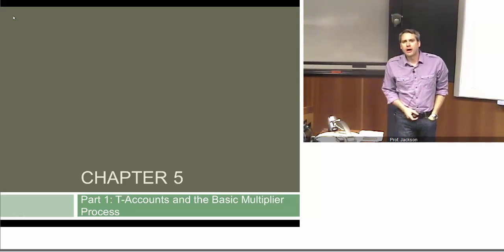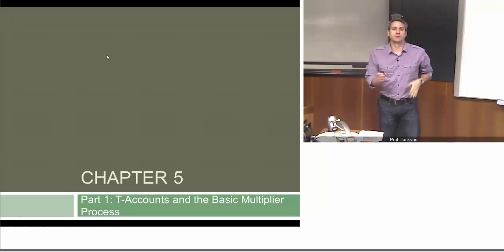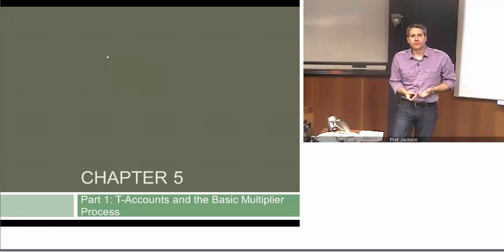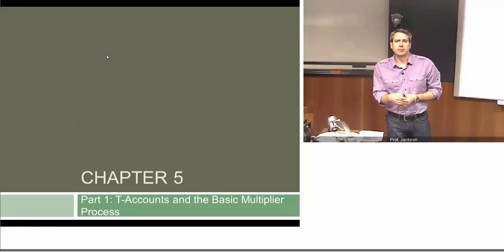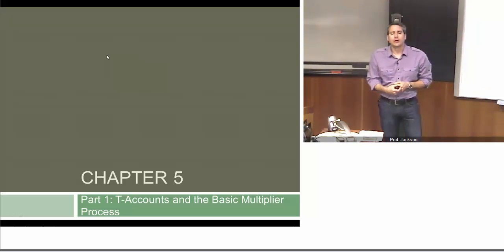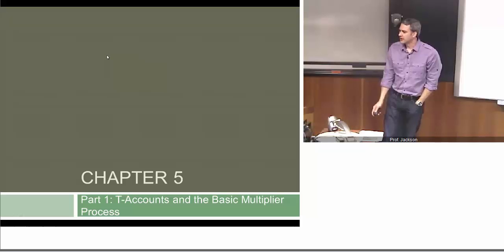So this is chapter 5, and we're going to be looking at the first of 2 videos in this chapter that focus specifically on the creation of money and the propagation of money. Now, this topic is in the appendix to chapter 5 in Mishkin's macroeconomics textbook.